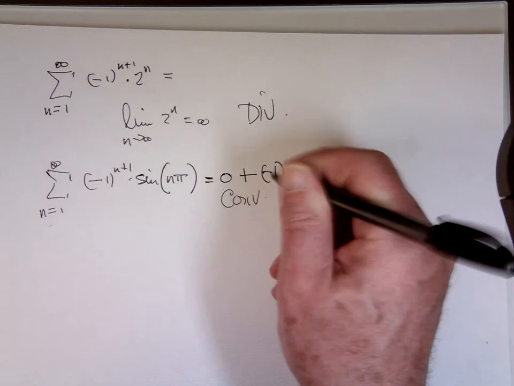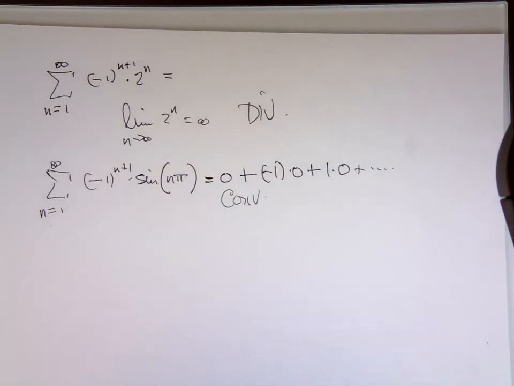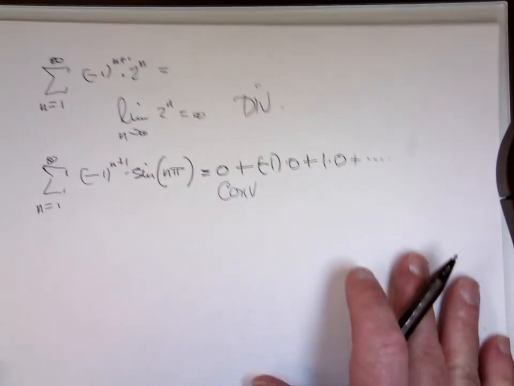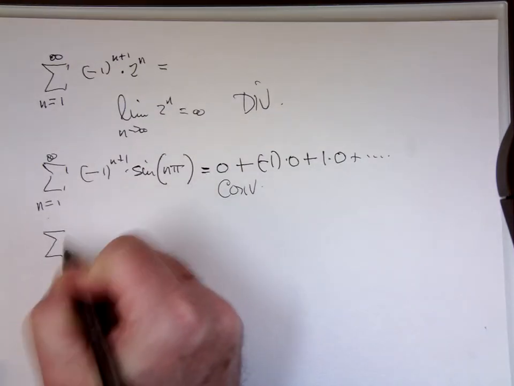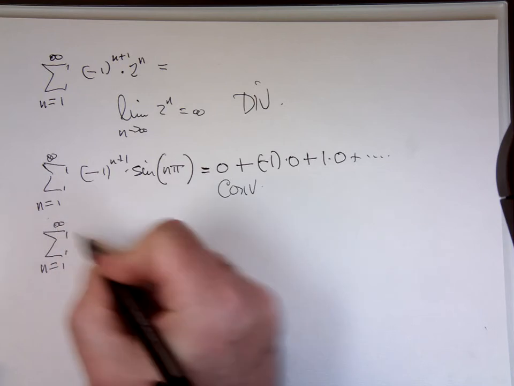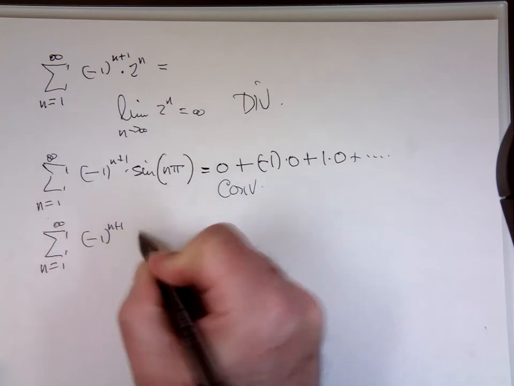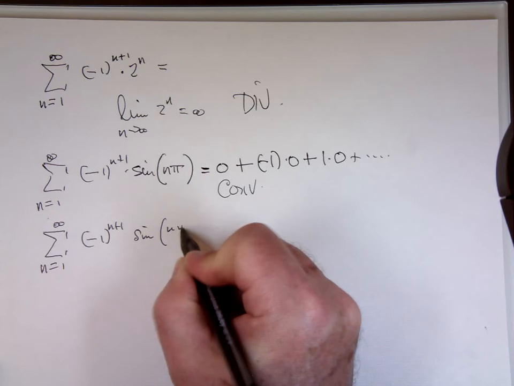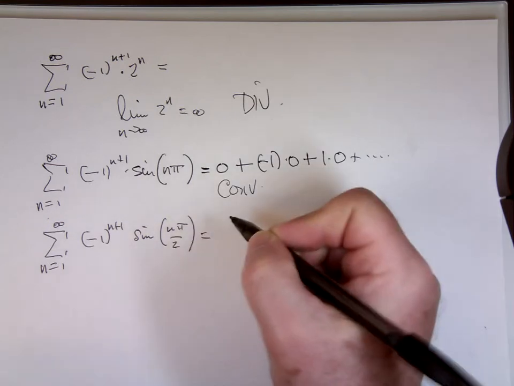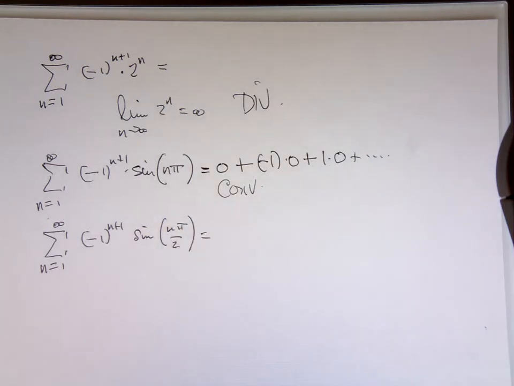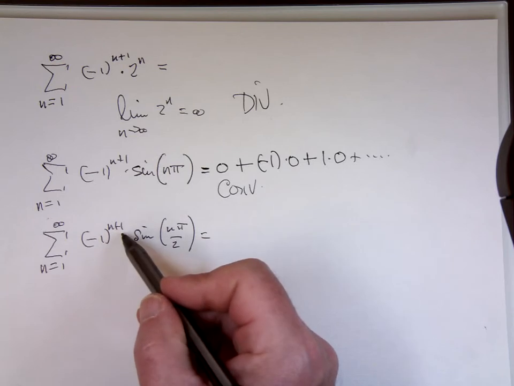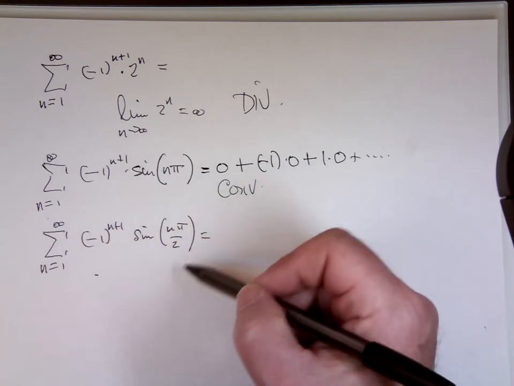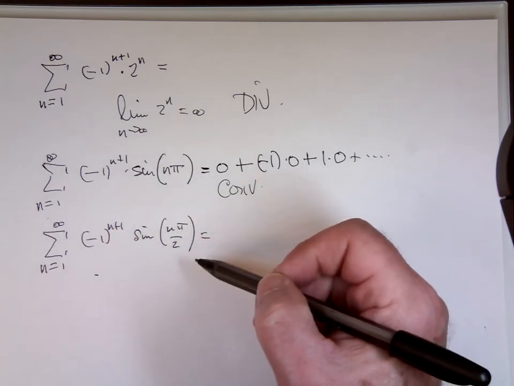Now, let me do a more complicated one. That one's too simple. Let's do this one. It's probably what I should have done anyways. Let's do the sine of n pi over 2. This makes a huge difference. All right, now let's see what happens. When n is equal to 1, n plus 1 is 2. Negative 1 squared is 1. I get the sine of pi over 2. What's the sine of pi over 2? Sine of pi over 2 is 1.